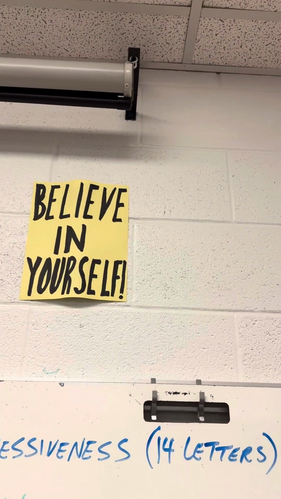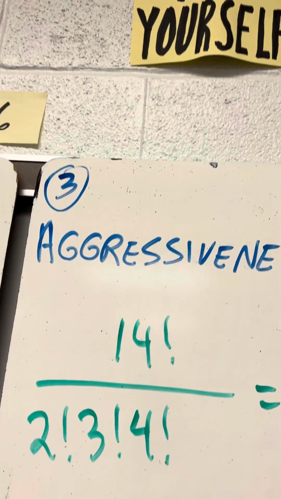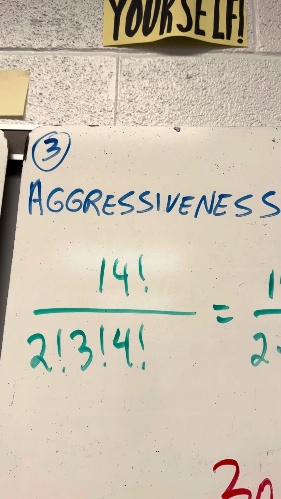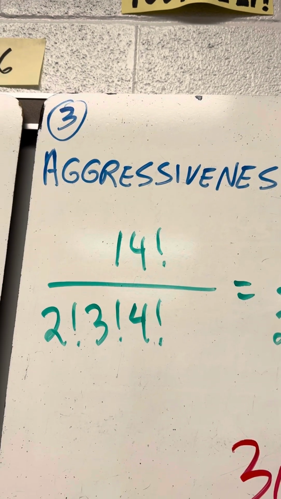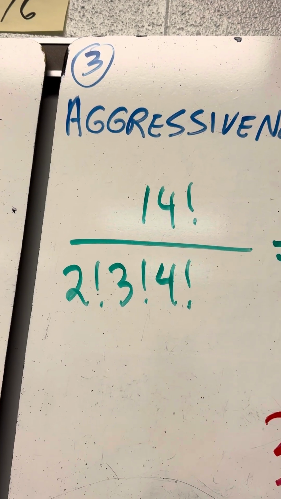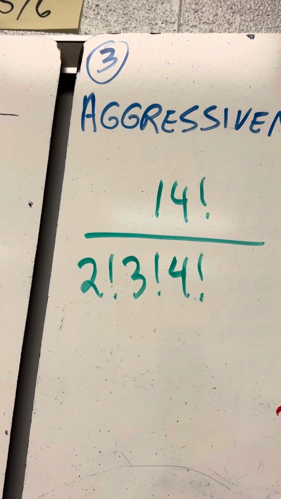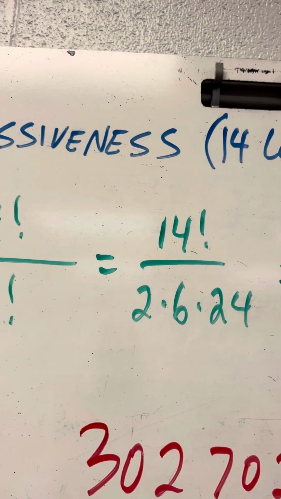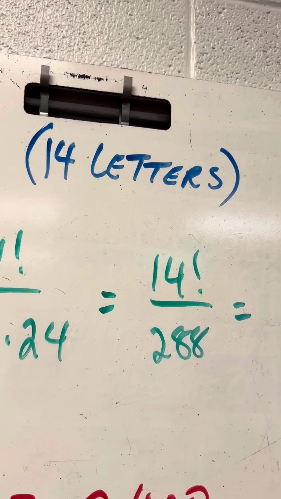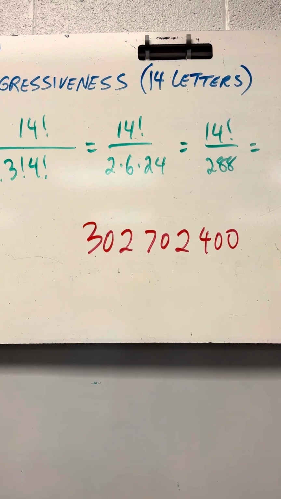Aggressiveness is 14 letters, 14 factorial, divided by how many G's? 2. How many E's? 3. How many S's? 4. So it's 2 factorial times 3 factorial times 4 factorial. 2 factorial times 3 factorial is 2 times 6, which is 12, times 24 makes 288. So 14 factorial divided by 288 gives you 302,702,400.